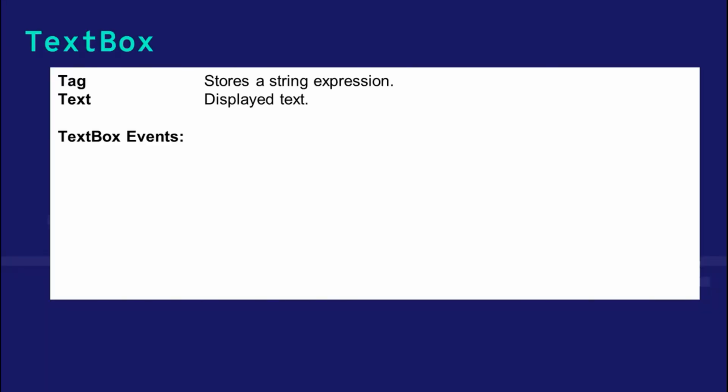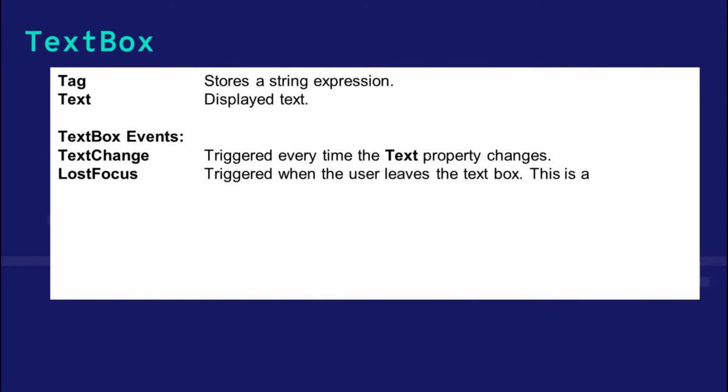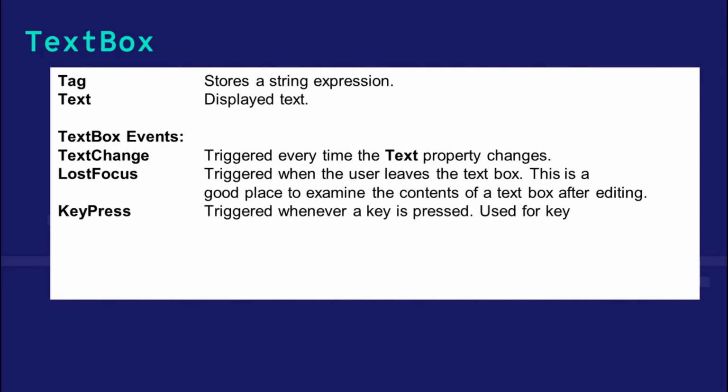Now naman guys, we're going to talk about the events for the text. We have the text change, triggered every time the text properties change. We also have the lost focus, triggered when the user leaves the text box. This is a good place to examine the content of a text box after editing. Next, we also have the key press. It will trigger whenever a user enters or presses any key.